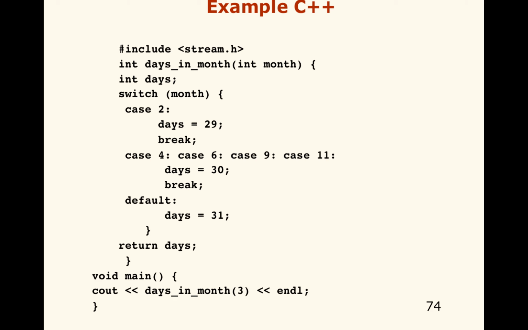Just in case you haven't seen one in decades, here's the switch on month. Month is an integer, and we have a break. And we have a default down here with no break, and then we're going to return the days at the end of this program here. So this is a pretty easy example. So hopefully you remember how to use those. And we have multiple cases, case 4, 6, 9, and 11. So I can put them together if you'd like as well.